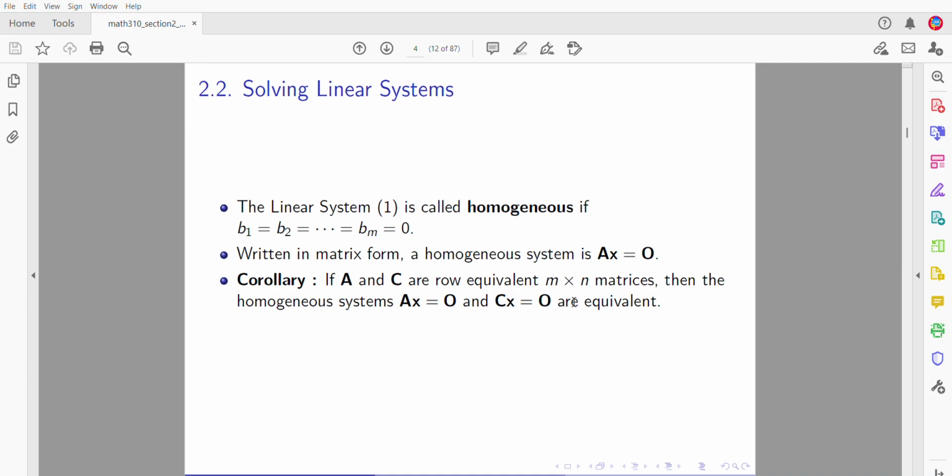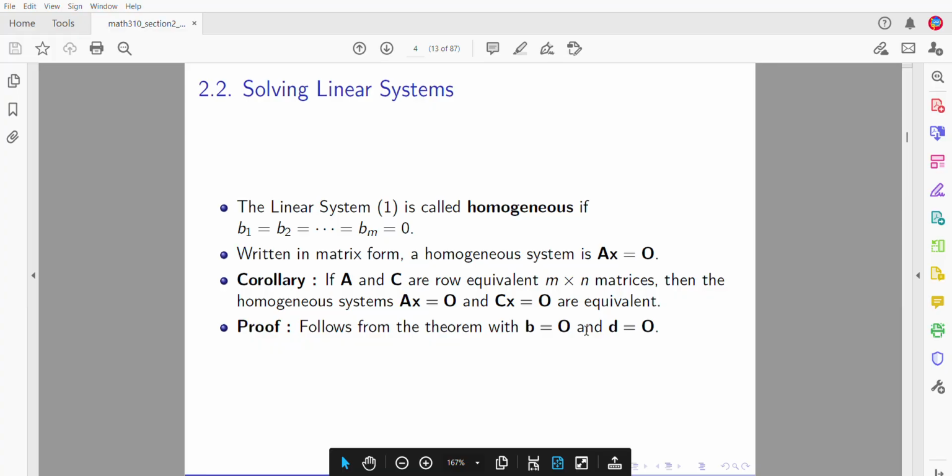Well, of course, because what is the meaning of row equivalent? You have put in place a sequence of row operations. Maybe you interchanged some rows. Maybe you multiplied a row by some non-zero constant. Maybe you took a combination of 2 rows. Well, eventually, they have exactly the same solutions. Proof follows from the theorem we just saw, with B equals 0, D equals 0.